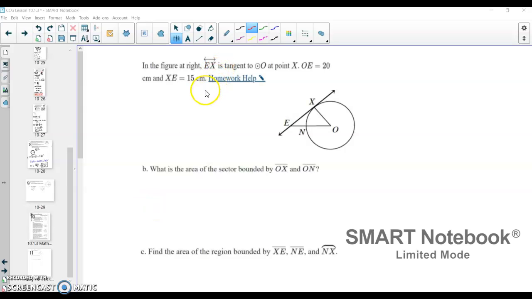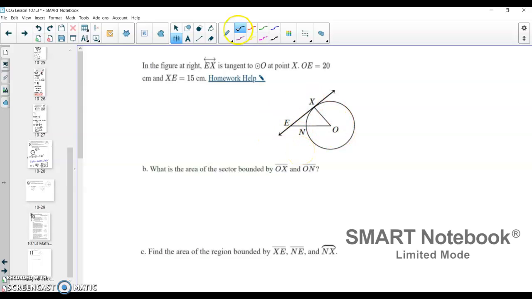All right, here is some video help for parts B and C of this problem from 10.1.5, the homework problem. What we have is a diagram where you have a circle O and this tangent line to it. And what we learned in 10.1.4 was that if you have a radius of a circle and it goes out to that point that intersects that tangent line, that creates a 90-degree triangle. So we actually have a right triangle here.